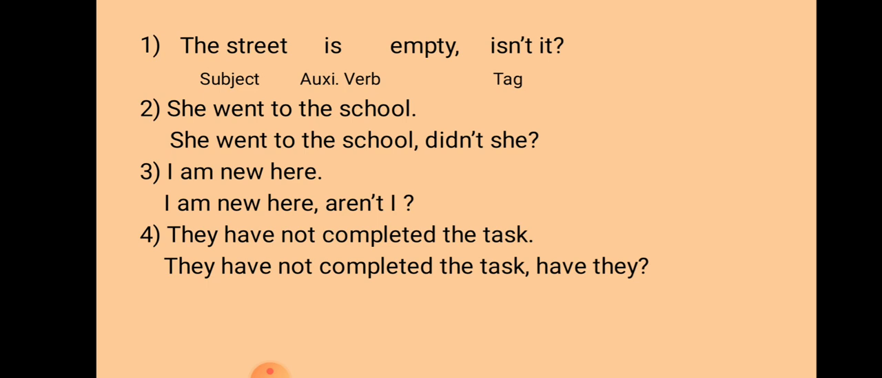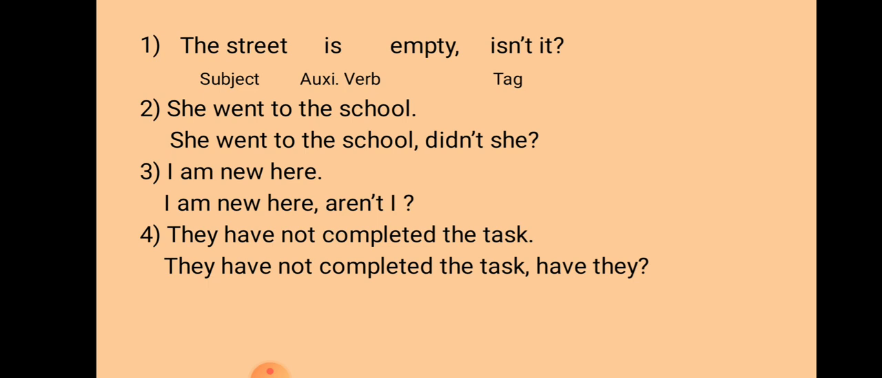She went to the school, didn't she? I'm new here. I'm new here, aren't I? So am is the main verb and that's why aren't I comes. They have not completed the task. Have they?